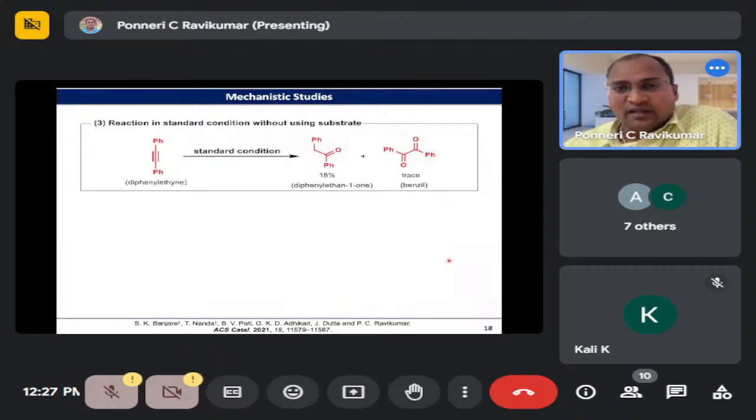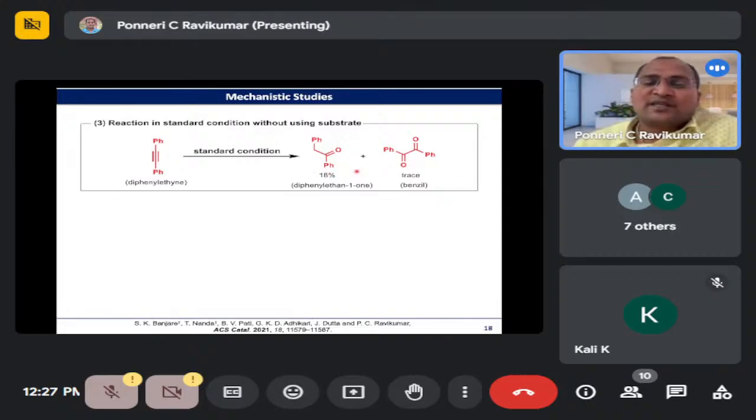After having successfully established the source of water, our next attention turned towards discovering what is the actual coupling partner in this reaction. If diphenylacetylene had been the coupling partner, we should have got the olefin product. So we thought maybe something is happening to diphenylacetylene to other products. Of course, we isolated this monoketone.